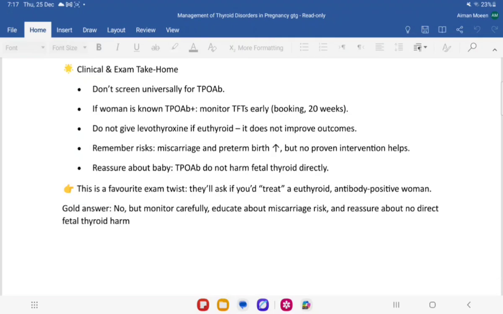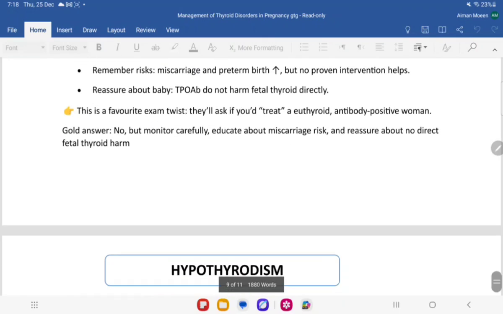If a woman is known to be thyroid peroxidase antibody positive, then monitor TFTs early, at booking and at 20 weeks. Do not give levothyroxine, but remember that only the positivity of the thyroid peroxidase is associated with miscarriage and preterm birth. Reassure about the baby. Thyroid peroxidase antibodies do not harm the fetal thyroid directly. So if they ask, we will monitor carefully, educate about the miscarriage, and reassure about no direct fetal harm.